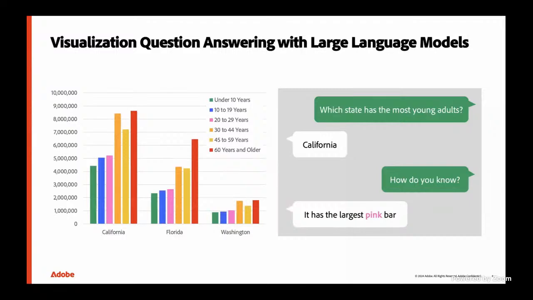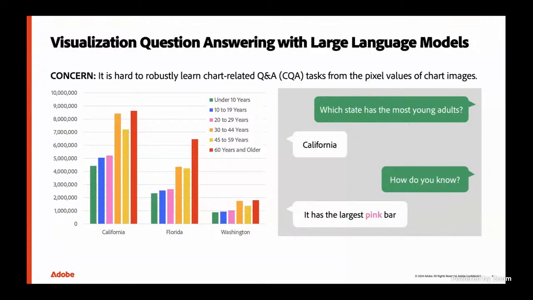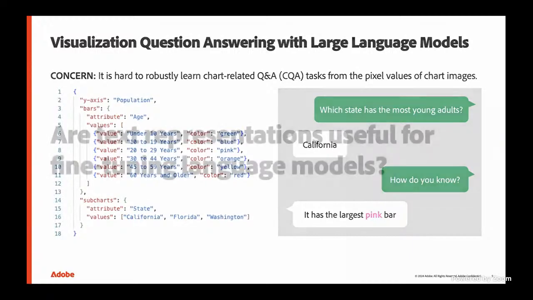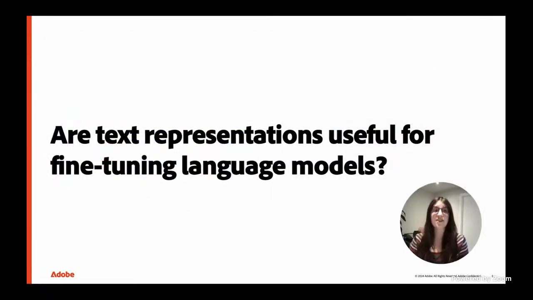But how do we actually train language models to complete these types of tasks? One concern we had is that it could be hard for language models to robustly learn to perform chart-grounded Q&A from the pixel values of an image alone. Instead, what if we inject additional knowledge into the language model with a text representation like this, which provides additional information about the encoding, such as the mapping from age groups to colors? Our main research question is thus, are text representations useful for fine-tuning language models?